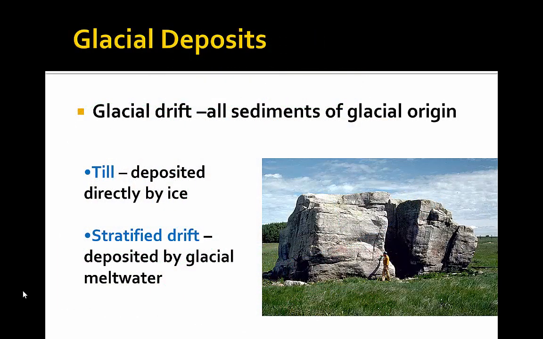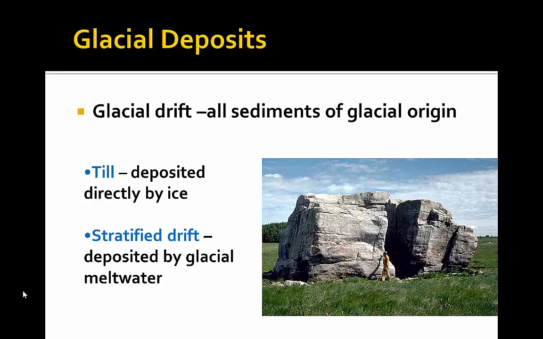Now, in addition to eroding materials, glaciers can deposit. So glacial drift refers to any kind of sediment that has a glacial origin. And there are two types. One is till, which has to be deposited directly by the ice, and the other is stratified drift. It's deposited by glacial meltwater.